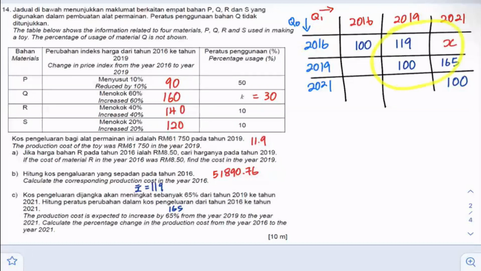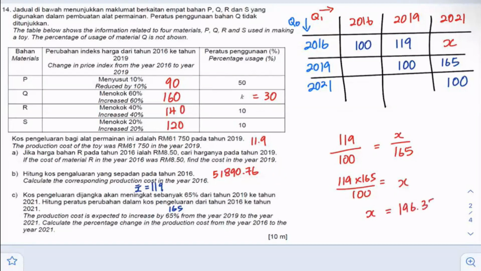So how to analyze this table? We'll take this as over. So 119 over 100 and X over 165. And we put equal here. So it will be 119 over 100 equal to X over 165. And to find X, we'll move 165 to the left hand side. Divide by 100 and we get X equal to 196.35.